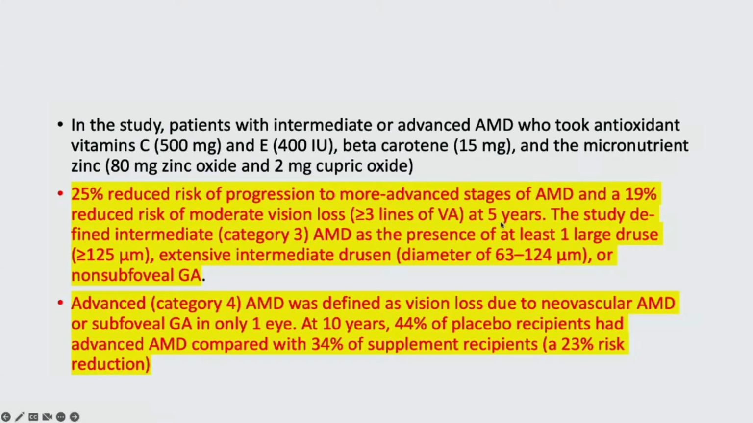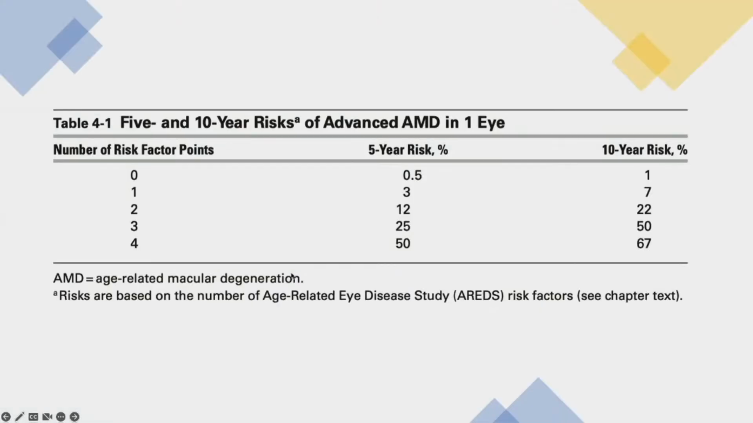The study also defined intermediate stage AMD as one large drusen of more than 125 microns. Now, this is the risk reduction once you start treatment. If you know a patient who has been in category 3 or 4 and you start giving oral supplements, the risk of them developing advanced AMD is about 50% in 5 years. And by 10 years, it is about 67%. So when you give the supplements, you reduce the risk by 33%.